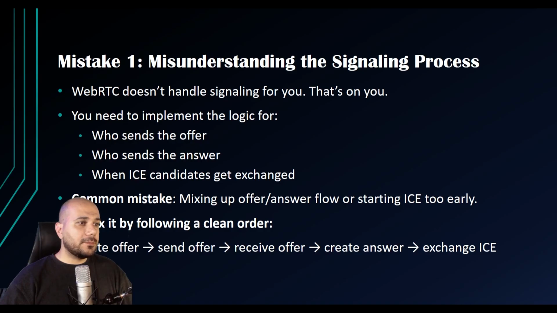The first one is misunderstanding the signaling process. As you know, WebRTC doesn't handle signaling for you. It's on you. So you need to implement that logic, the signaling logic. You have to know who should send offer and who should send answer, and of course when to exchange the ICE candidates. So the common mistake is mixing up the offer answer flow or starting ICE too early. To fix that, you have to make sure you first send the offer and then receive the answer, and after that exchange the ICE candidates.